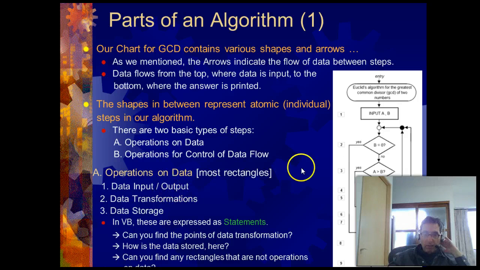So data input and output, that's considered an operation on the data. So here we have a rectangle for data input. Here we have an operation on data, printing it out. That's data output. That's also a rectangle. Okay, data transformations. Here we're transforming data. We're taking B and subtracting A and making that the new B. So that's a data transformation. And data storage.